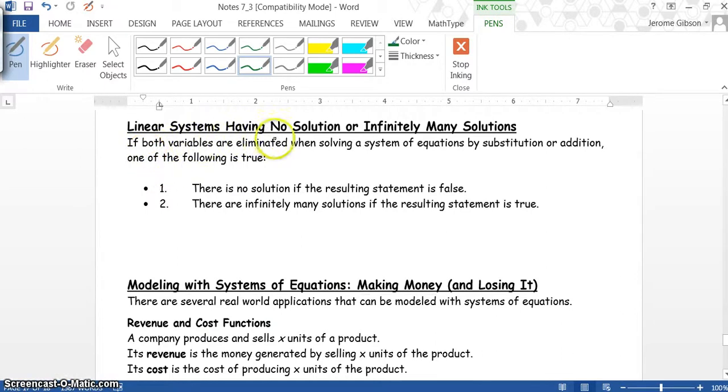We have linear systems having no solution or infinitely many solutions. If both variables are eliminated when solving a system of equations by substitution or addition, one of the following is true. Number 1, there is no solution if the resulting statement is false. Number 2, there are infinitely many solutions if the resulting statement is true.